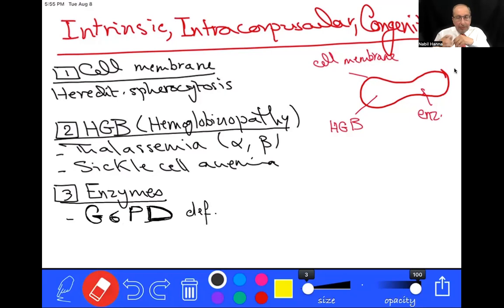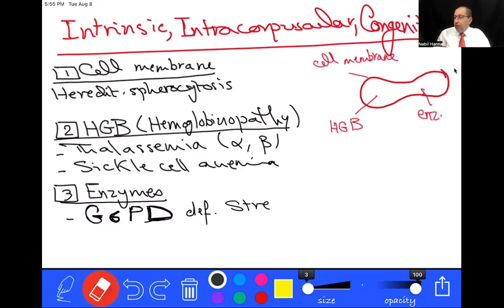Mothers transmit the bad gene to their boys. So if you have a boy with G6PD deficiency, this boy got this defective gene from his mom. What happens with G6PD deficiency? These boys with hemolytic anemia, they have normal life until they get subject to stress.